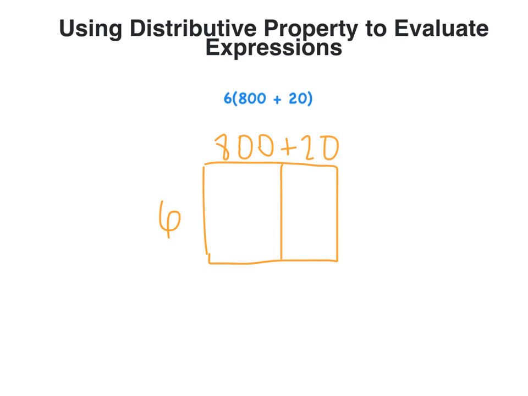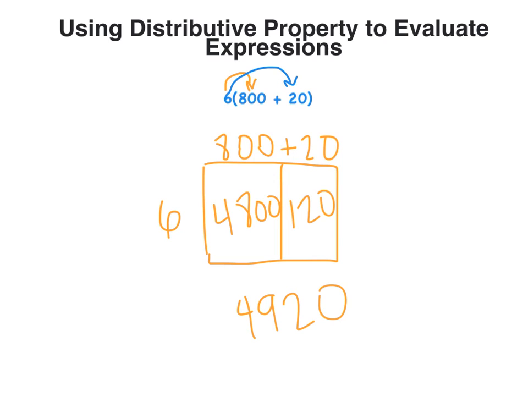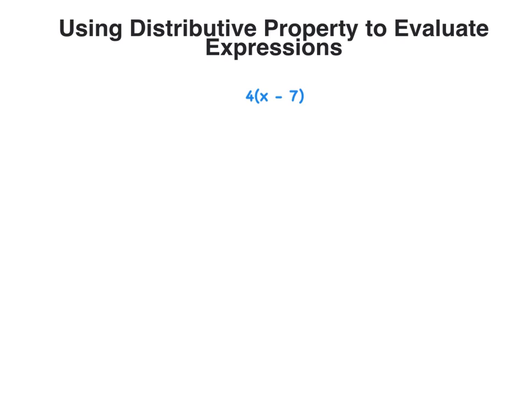What we really were teaching you is to multiply the 6 by the 800 and then multiply the 6 by the 20. So 6 times 800 gave us 4,800, and 6 times 20 gave us 120. And we would take those and we would get our answer. We would just add them together, right, to get our answer. So this is going to be the same thing when we're dealing with algebra.